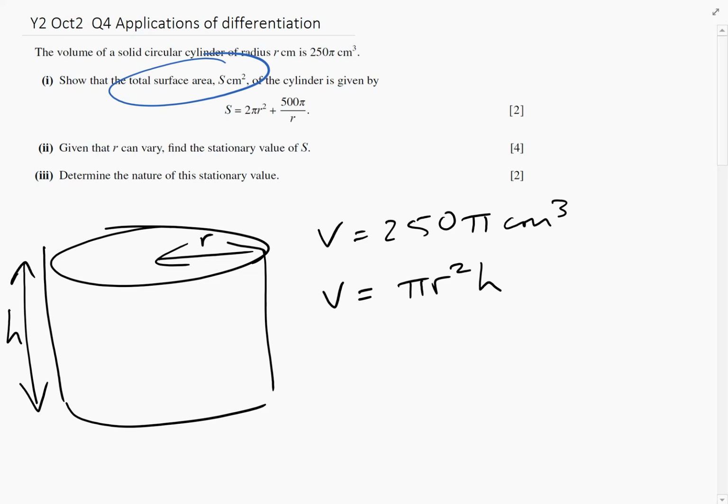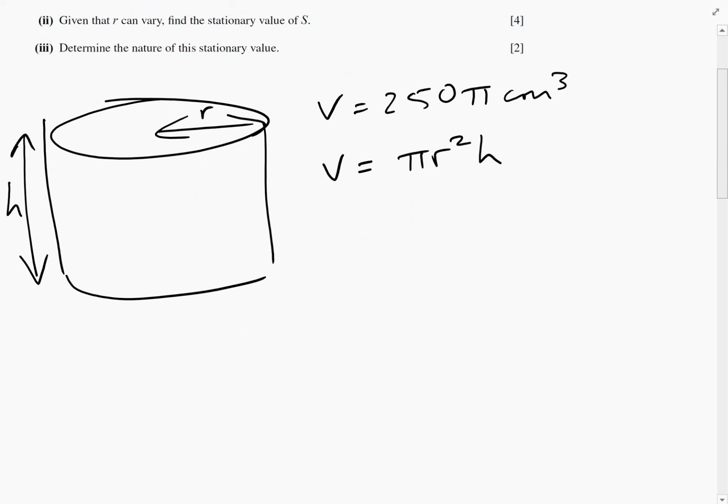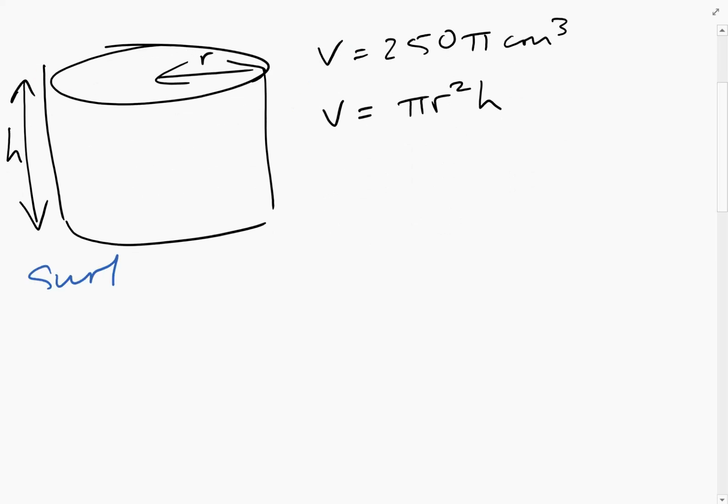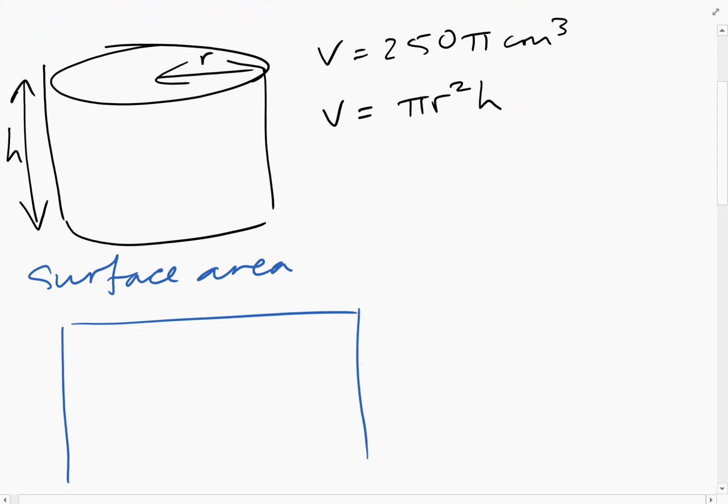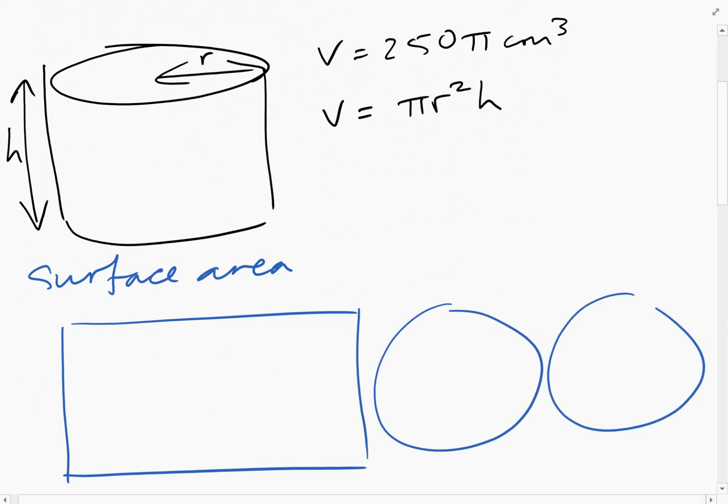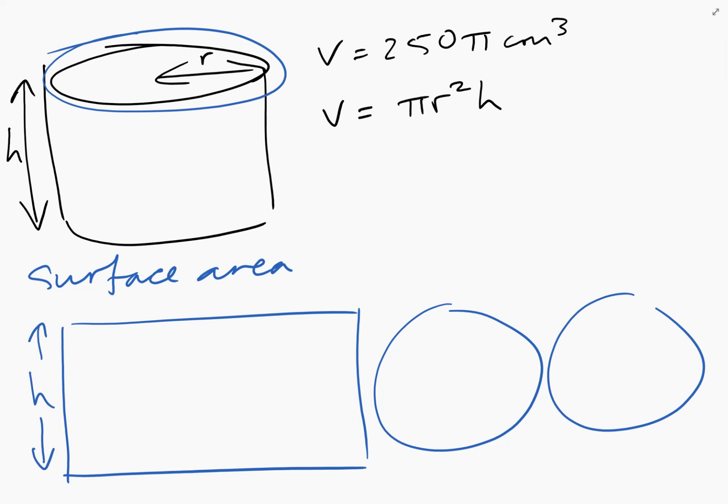So if you think about the surface area, if you've not done the surface area of a cylinder for a while, remember it's just a rectangle. If you were to unfold the middle section, the curved section, that would be a rectangle, and then you've got the two circles for the top and the bottom. So the middle section has a height h, this rectangle, and the length of this will be the circumference of that circle at the top. So the circumference of a circle will be 2 pi r.